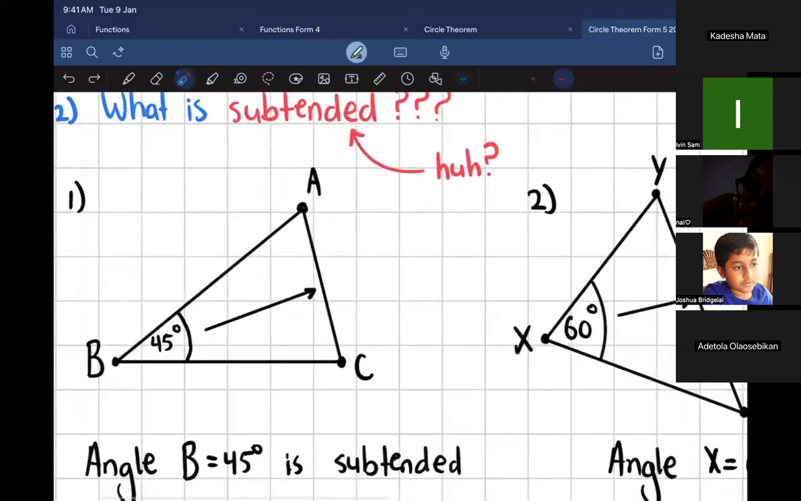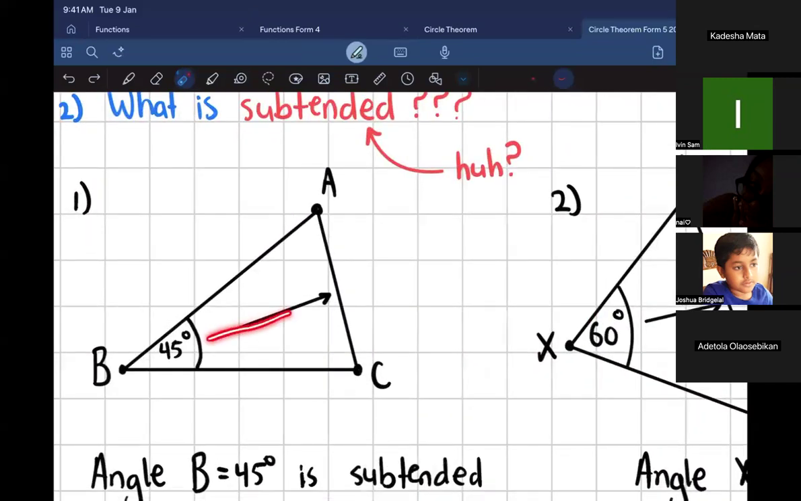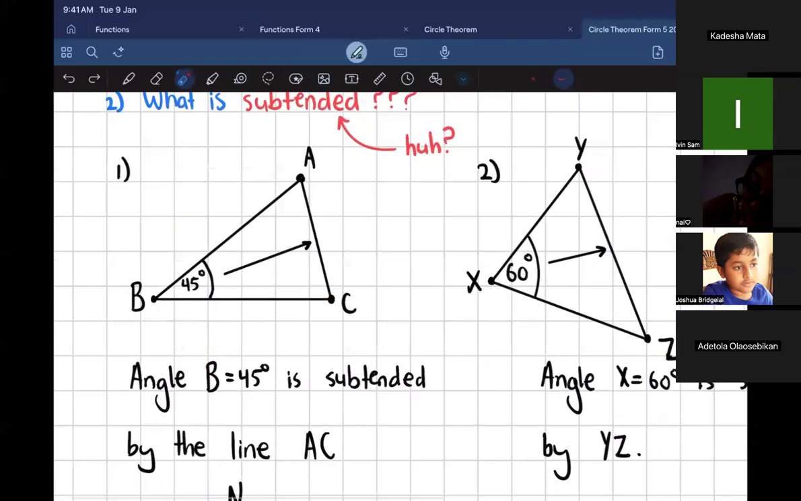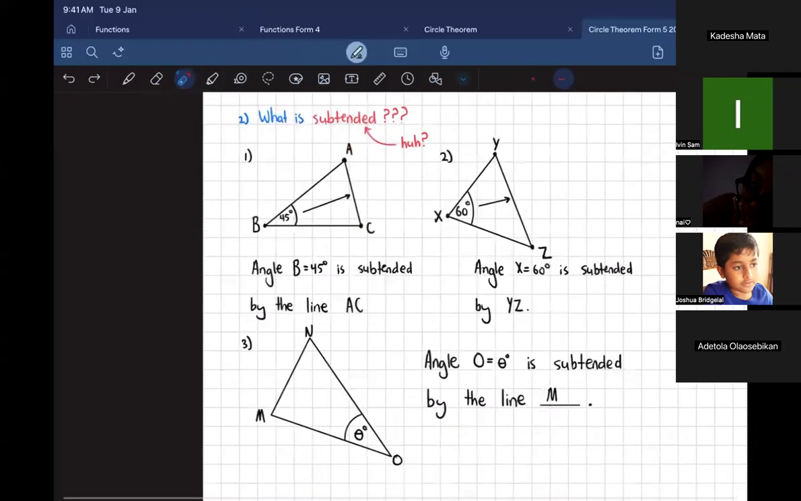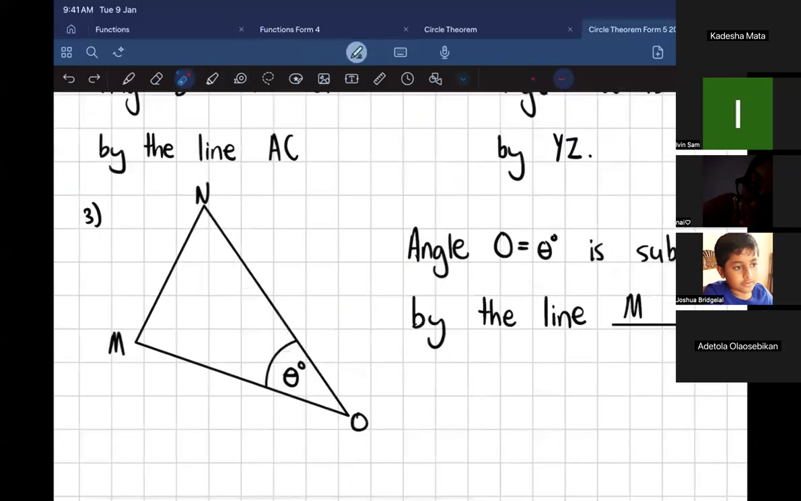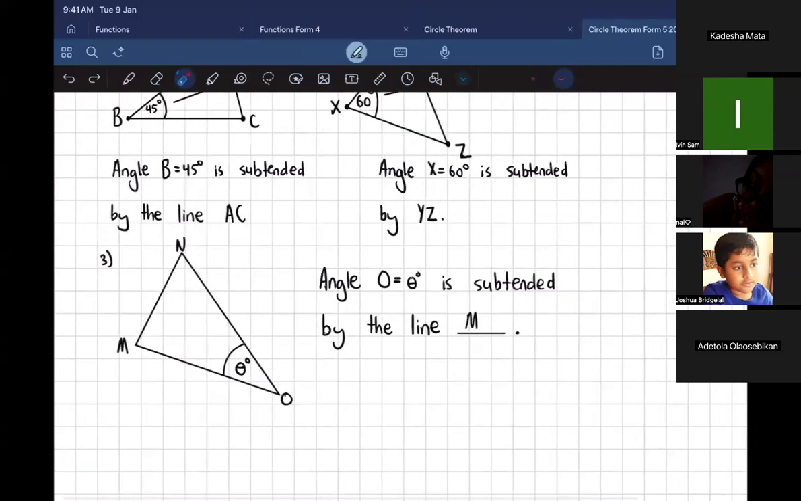Correct. Another way to think about it is just look at the side opposite to the angle. If this is 45 degrees, AC is opposite the angle, so angle B is subtended by AC. In this one, YZ is opposite the angle, so we say angle X is subtended by YZ. Sky, in this diagram, MN is opposite the angle, so we say it's subtended by the line MN.